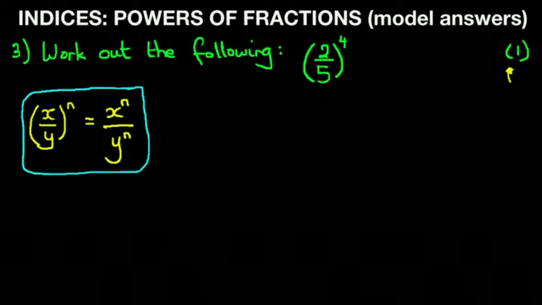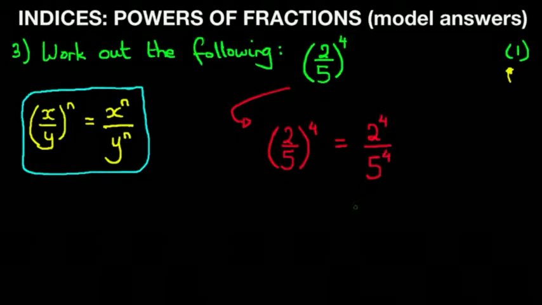Now let's turn to our question. We have 2/5 to the power of 4. Using our formula, we can get rid of the brackets. 2 to the power of 4 over 5 to the power of 4. Now this becomes, and we can show some workings out, 2 to the power of 4 is 2 times 2 times 2 times 2. 2 times 2 is 4. 4 times 2 is 8. And 8 times 2 is 16.